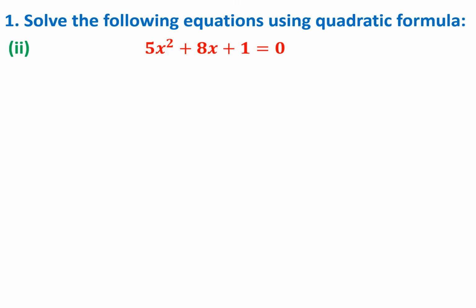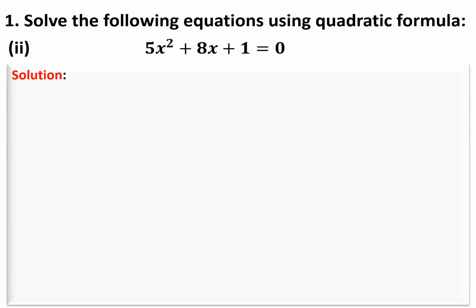Question number one in part two is to solve the following equations using the quadratic formula. Question number one is 5x squared plus 8x plus 1 equal to 0. Let's see its solution. The equation given in the question is written as it is.